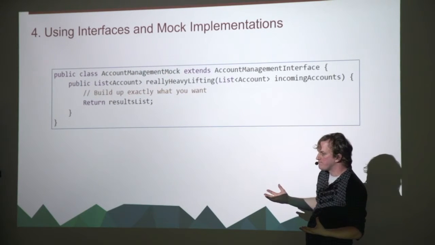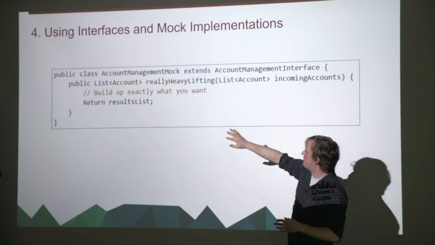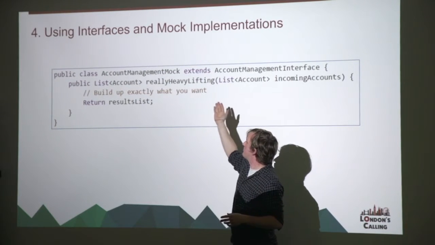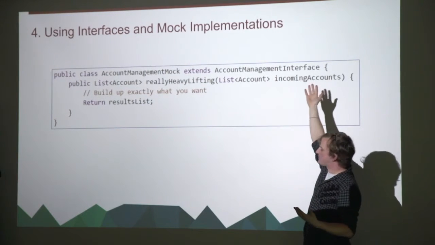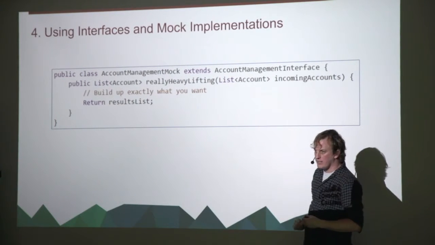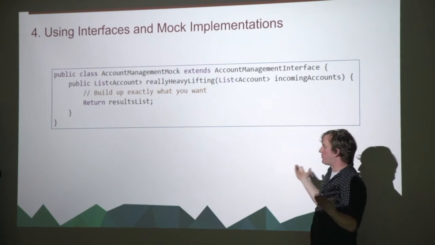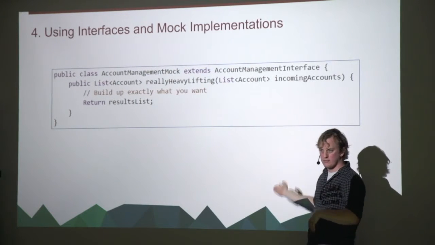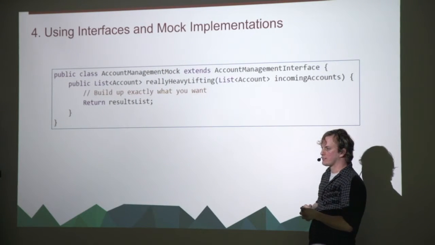However, what we can then do for testing is write another one of these implementations, AccountManagerMock rather than Impl, and that extends the same interface. So we're forced again to implement our really heavy lifting. But here you can build up exactly what you want. And quite often, instead of doing all sorts of web services and all that kind of stuff, it could just be 2 or 3 lines. You could just say return 9, return 10.